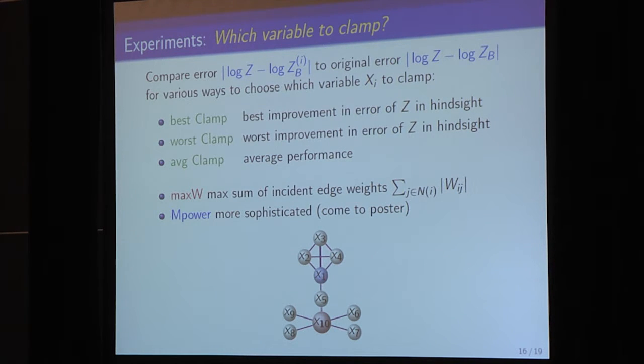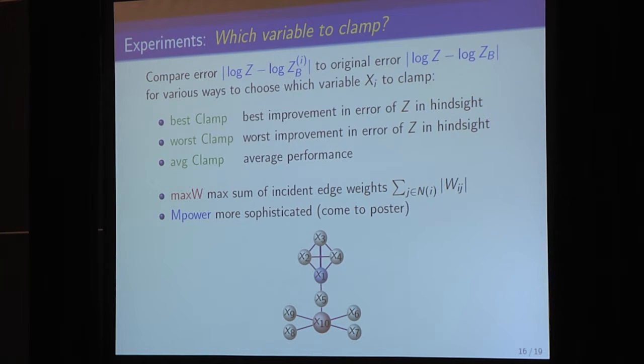Let's look at some experiments. Here we're going to be thinking about which variable we should clamp in general. So we're going to compare the error of ZBI, based on clamping different variables, to the error you get with the original ZB for various ways of choosing a variable to clamp. First, we're going to explore what's the range of possible outcomes. So we'll try everything, and then with hindsight, we're going to show best clamp, which is the best improvement in the partition function estimate. We'll also show the worst improvement, and we'll show the average.